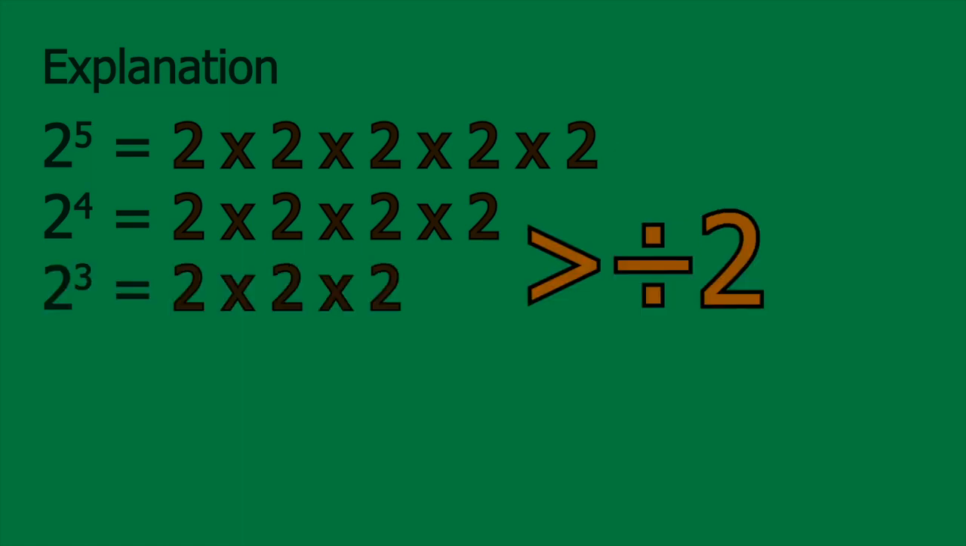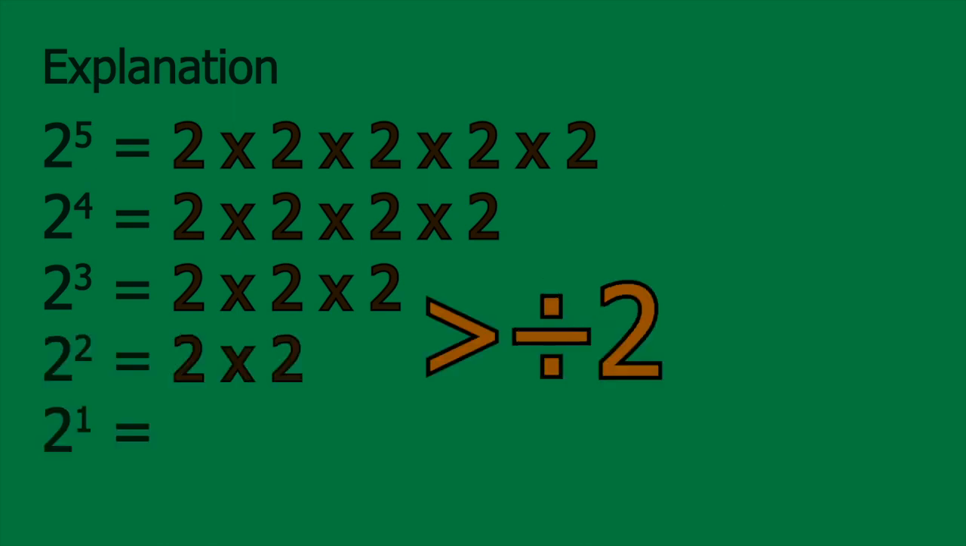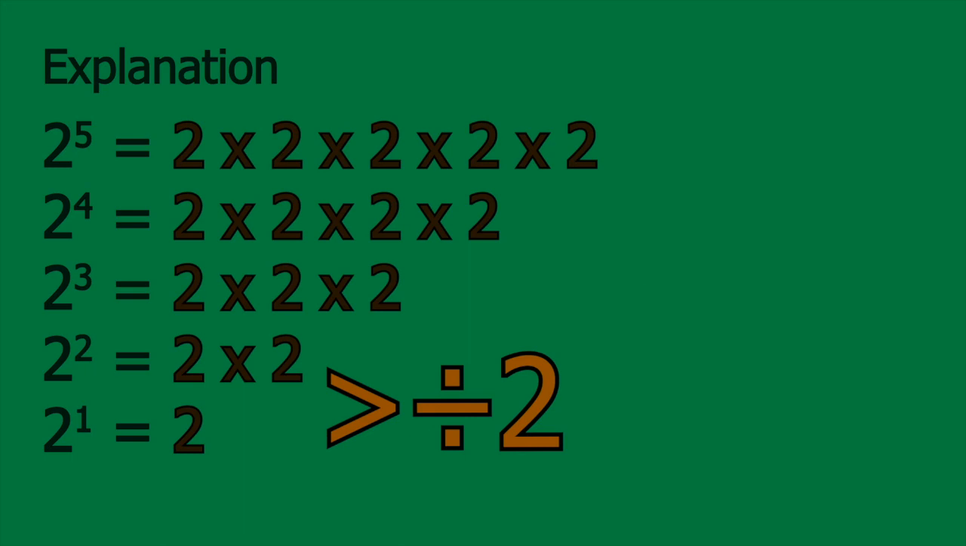Well, we're going to go a step further. 2 to the 4th, to get to 2 to the 3rd, we're going to have to get rid of a 2, so we're going to divide by 2 again. Again, we're going to go from 2 to the 3rd to 2 to the 2nd by dividing by 2, and from 2 to the 2nd to 2 to the 1st, we're going to divide by 2. Well, from this reasoning, we can sort of guess what the pattern is. Every time we're going backwards a step, we're dividing by 2.